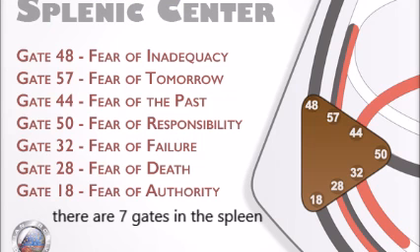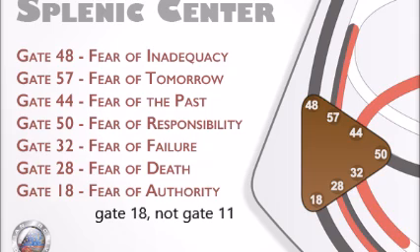The gate 48 is the fear of inadequacy. The gate 57 is fear of tomorrow. Gate 44 is the fear of the past. Gate 50 is the fear of responsibility. Gate 32, the fear of failure. Gate 28, the fear of death. And gate 11, the fear of authority.